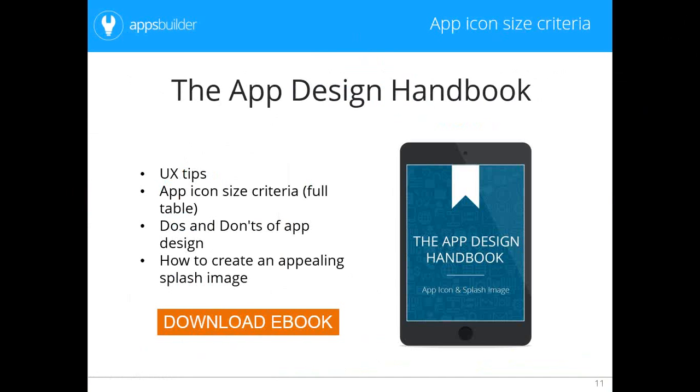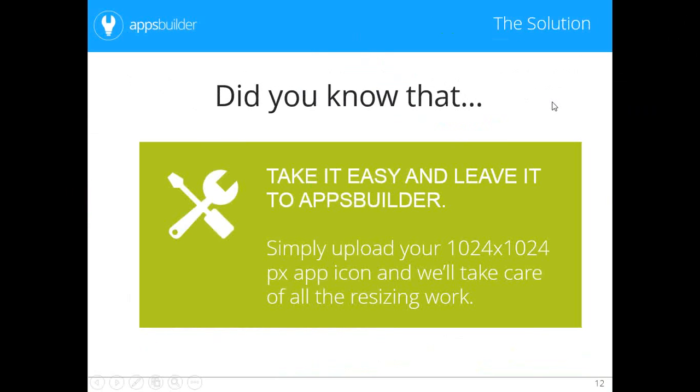Now, I do realize that that table can be a little bit scary. I can't believe it. Do I really have to provide an app icon in all these sizes? Are you really serious? Well, the thing that you should keep in mind is that one of the greatest benefits of actually relying on a powerful tool like Apps Builder, for example, is that you will not have to worry about each store's size requirements. You will simply be asked to upload your high-resolution app icon in a size of 1024 by 1024 pixels on our platform, and we'll take care of all the resizing work for you.